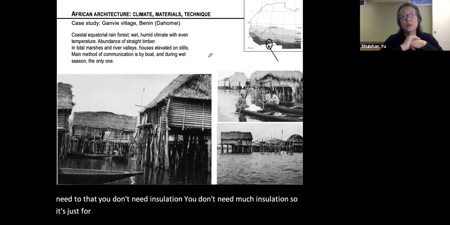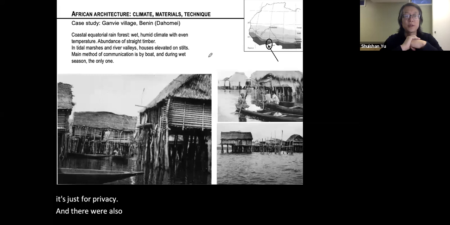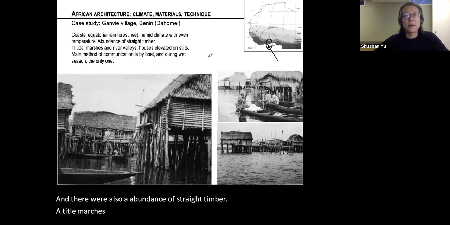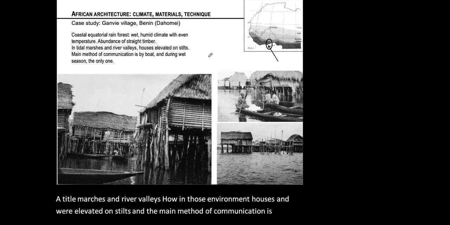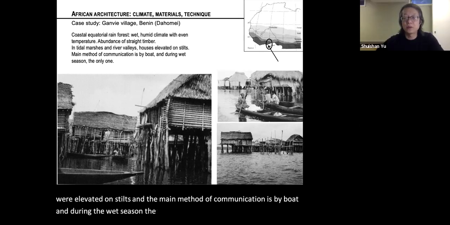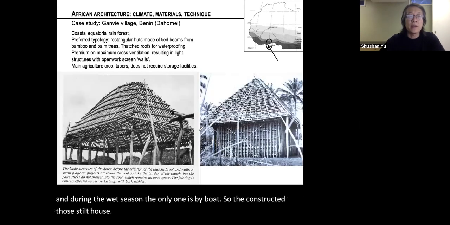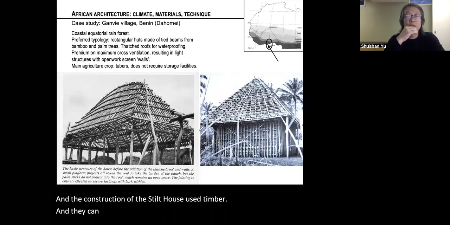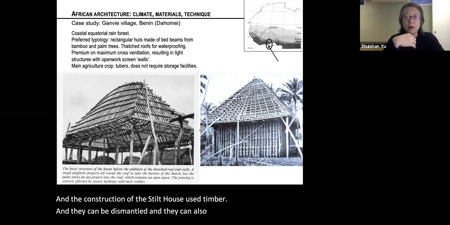And there was also an abundance of straight timber. In tidal marshes and river valleys, in those environments, houses were elevated on stilts, and the main method of communication is by boat. And during the wet season, the only way is by boat. So they constructed those stilt houses using timber, and they can be dismantled and relocated based on their need.